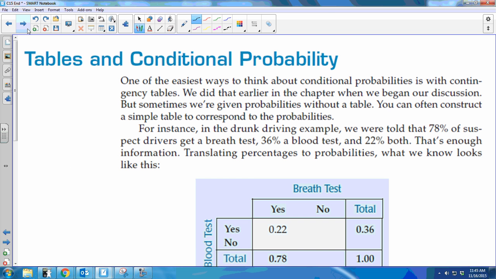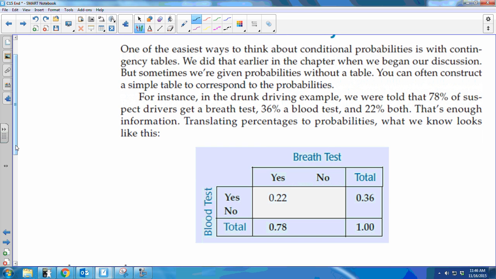We talked a bit about tables last week. So you had counts in the tables or you had probability in the tables. But then sometimes you don't have a table, and you could use a table to answer the question. That's again another method you could use. So it says, for instance, in the drunk driving example in the book, we were told that 78% of suspect drivers get a breathalyzer test, 36% get a blood test, and 22% get both.